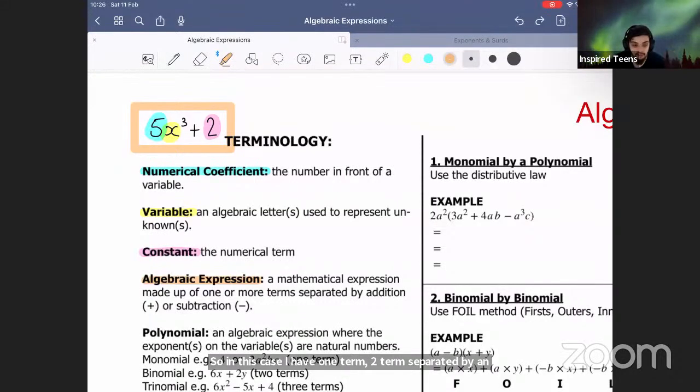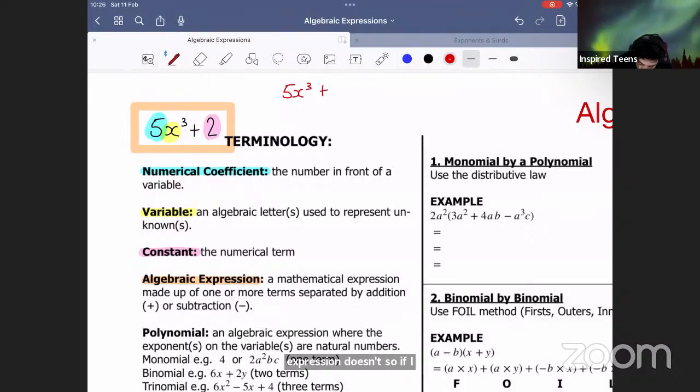How would that differ from an algebraic equation? The difference between an expression and an equation is that the equation has an equal sign, but an expression doesn't. So if I were to say 5x cubed plus 2 is equal to, let's say, 0, now I have created an equation. Does that make sense? So that's the simple differentiation between the two.